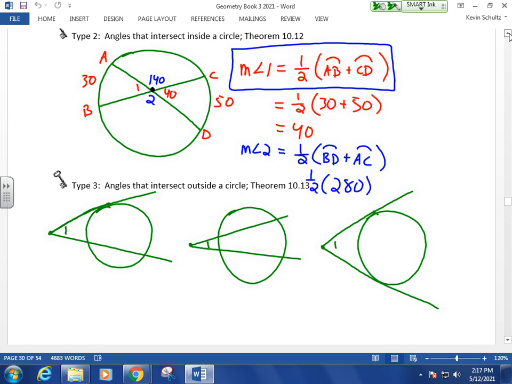So our angle 1 is always the angle created outside the circle by either a tangent and a secant, a secant and a secant, or a tangent and a tangent. And the nice part about this is that they all have the same formula. Thank goodness, right? And the reason why they all have the same formula is because they all create the same thing. All 3 of these create a small arc and a big arc.